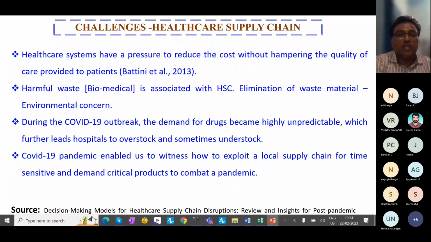And COVID-19, of course, shows why the supply chain is important. I'm just giving you one or two examples. This pandemic enabled us to witness how to exploit a local supply chain for time-sensitive and demand-critical products. This is just an introduction for you, that's all.